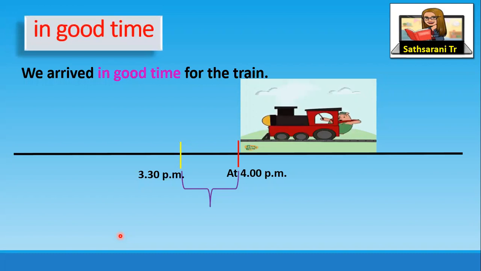In good time. You already know in time means before the time. Then in good time means you have plenty of time to rest before the event happens. Here we arrived in good time for the train. That means you have plenty of time to rest and buy tickets and do other things also. Here remains plenty of time.